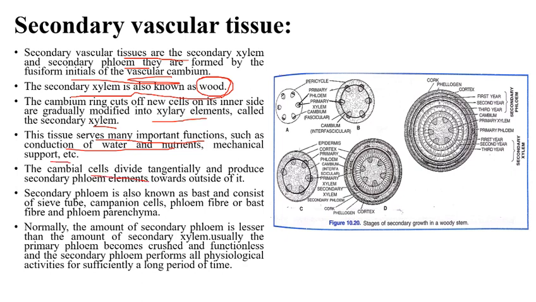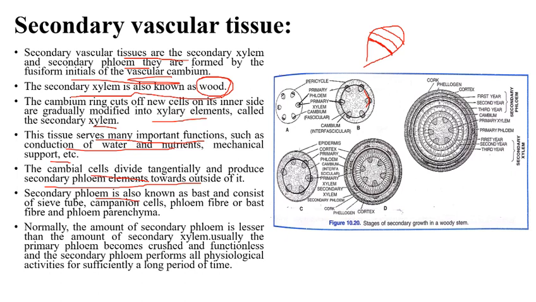Cambial cells divide tangentially, producing secondary phloem elements towards the outside of it. So this cambial cell or cambium ring divides tangentially. That means, suppose it is a cambium, it divides like this, and forms phloem towards outside and xylem towards inside.